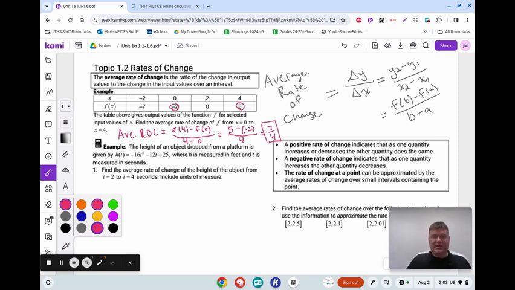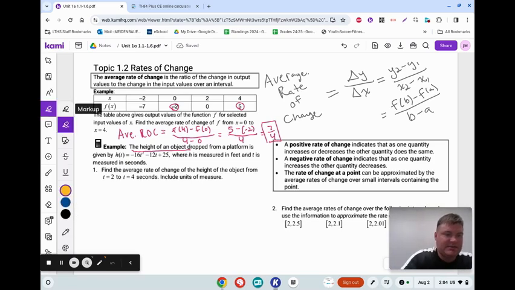So this one didn't require a calculator, but we're going to get to problems with the calculator now. I'm going to show you a lot of new calculator tricks, possibly new, or maybe it's old. So here we go. Here's our calculator example. The height of an object dropped from a platform is given by this h of t. Let's go ahead and highlight that because that's going to be important for us. Where h is measured in feet, t is measured in seconds. Find the average rate of change of the height of the object from t equals 2 to t equals 4.